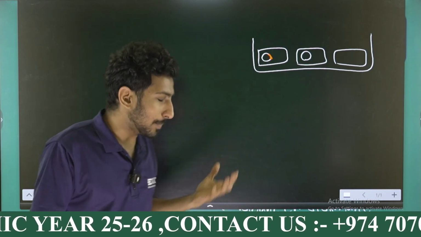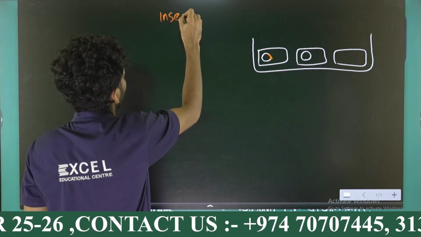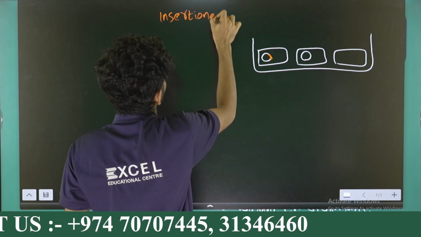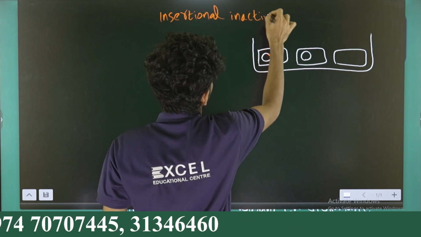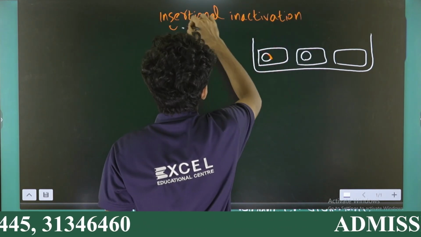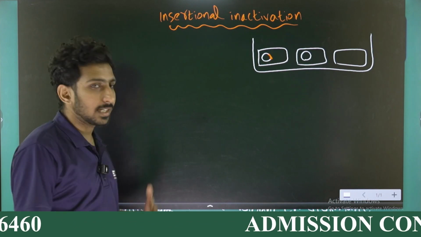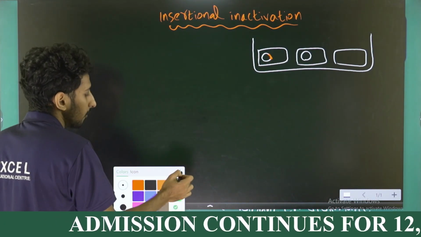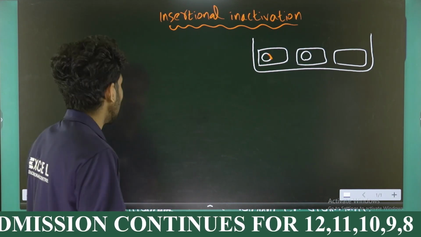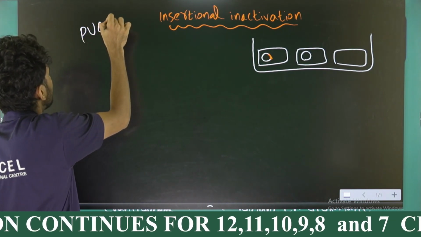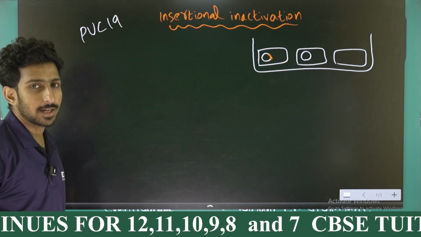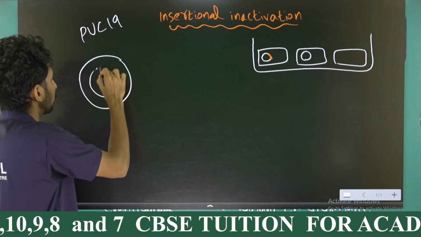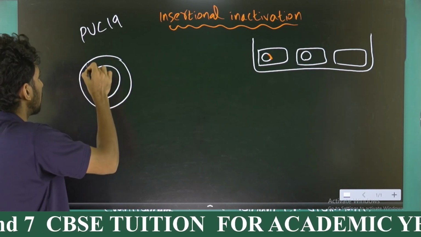Got it? But in this method, the insertional inactivation method, we are using another cloning vector, not the pBR322. Instead of pBR322, we are using another cloning vector. The name of that is pUC19, plasmid of University of California 19. Okay, see, this is the pUC19 cloning vector.